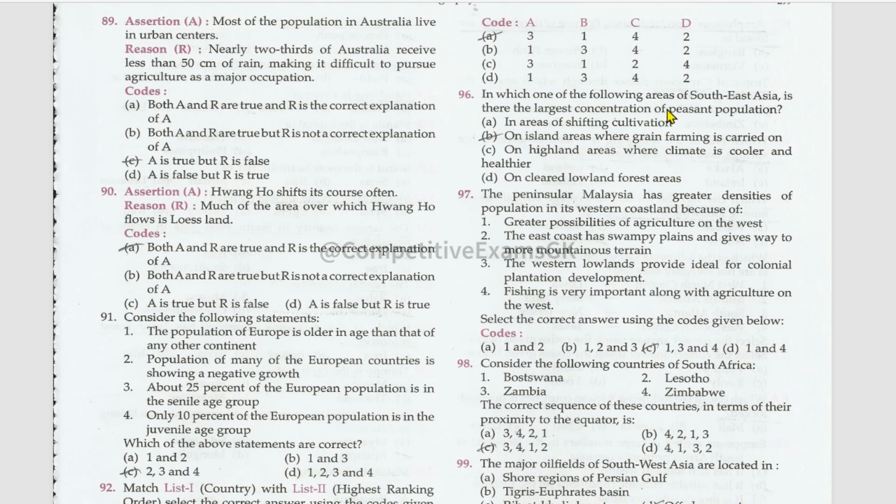In which one of the following areas of Southeast Asia is there the largest concentration of peasant population? On island areas where grain farming is carried on, the peninsular Malaysia has greater densities of population in its western coastline because of greater possibilities of agriculture on the west. The western lowlands provide ideal conditions for colonial plantation development. Fishing is very important along with agriculture in the west. 1, 3 and 4 are the correct answers. Second one is the wrong answer.